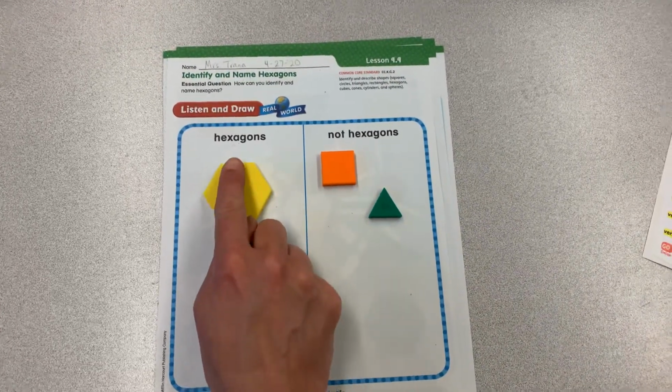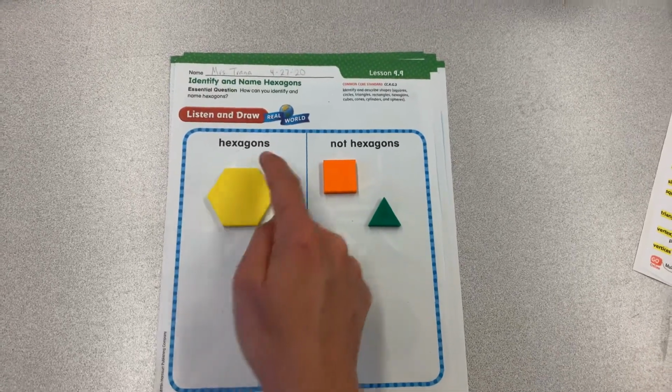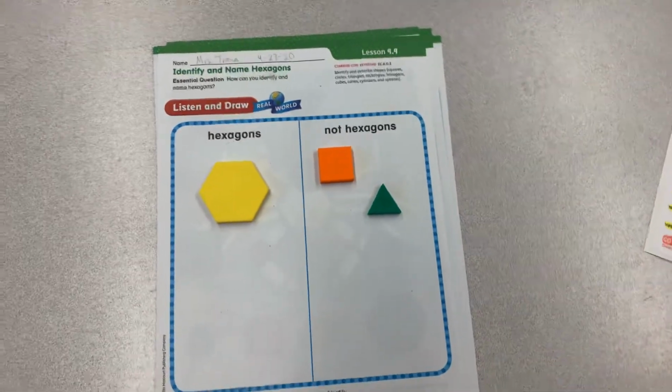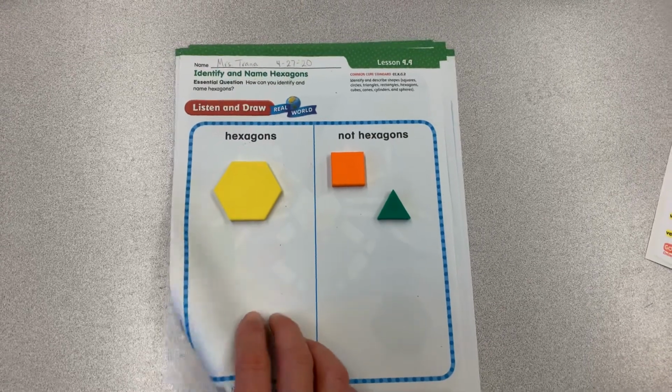Let's count the sides. 1, 2, 3, 4, 5, 6. Let's count the points, the vertices. 1, 2, 3, 4, 5, 6. Good. We're going to stop there today. I think that's enough for now.